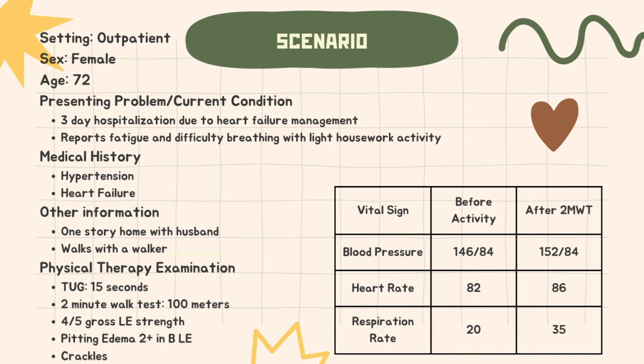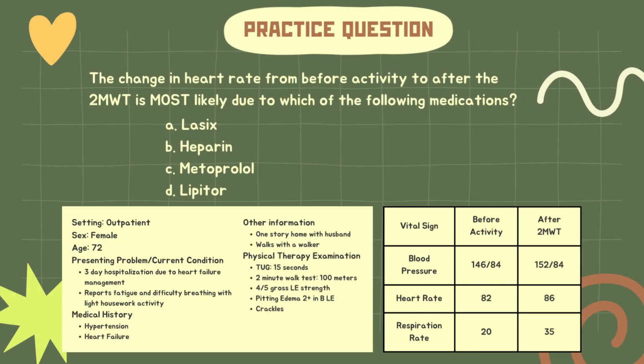Vital signs before activity. So blood pressure is 146/84, heart rate 82, respiration rate 20. After the 2-minute walk test, their blood pressure is 152/84, heart rate 86, and respiration rate 35. So practice question number 1, the change in heart rate from before to after the 2-minute walk test is most likely due to which of the following medications? A, Lasix, B, heparin, C, metoprolol, D, Lipitor. I'll give you a moment to answer.